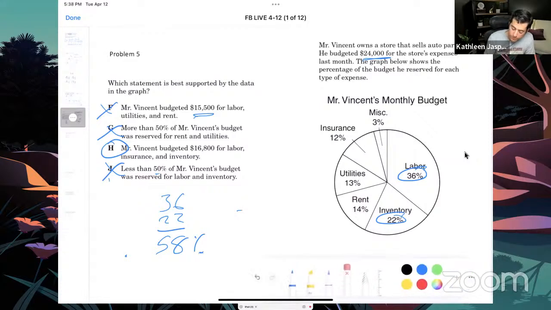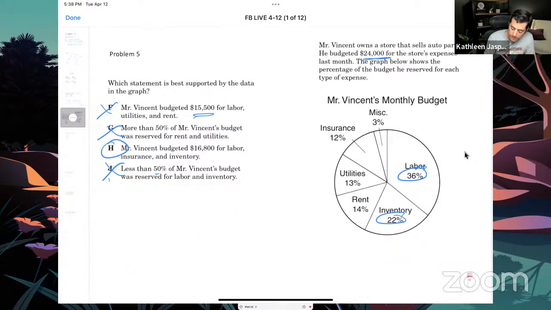Just to show you so that you can not accuse me of lying. We have labor, insurance, inventory. That's 36 plus 22 plus 12, which gives me 70. No, that's not right.